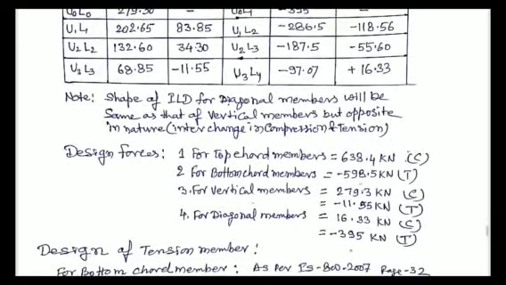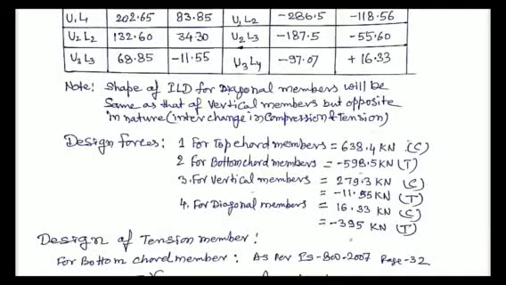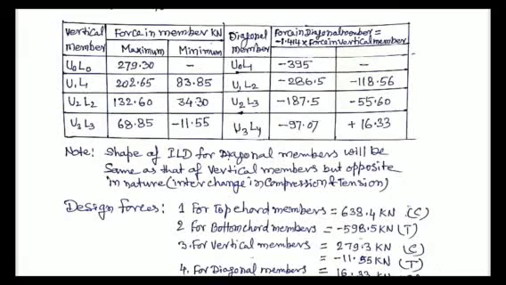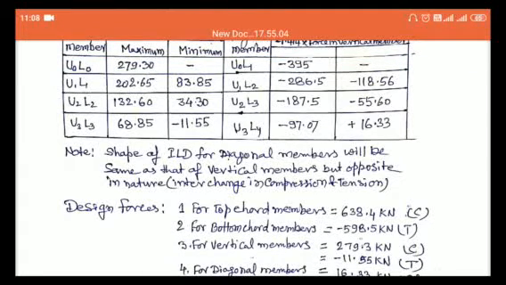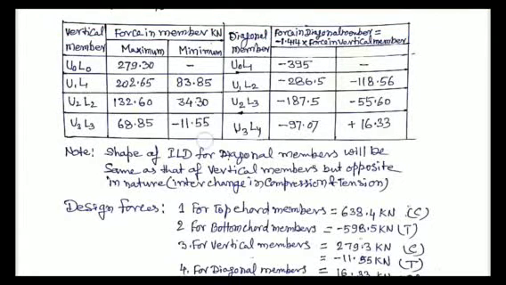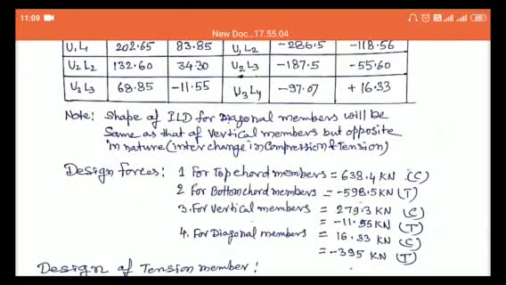So now the shape of ILD for these diagonal members will be same as that of vertical member, but it will be opposite in nature. As you can see here, all the forces are of opposite nature. Here compressive and here it is tensile. Here compressive, here tensile, both tensile. Here compressive and here both tensile. Here this is compressive and this is tensile. So here this is tensile and this is compressive. So you can see the relation in the forces.